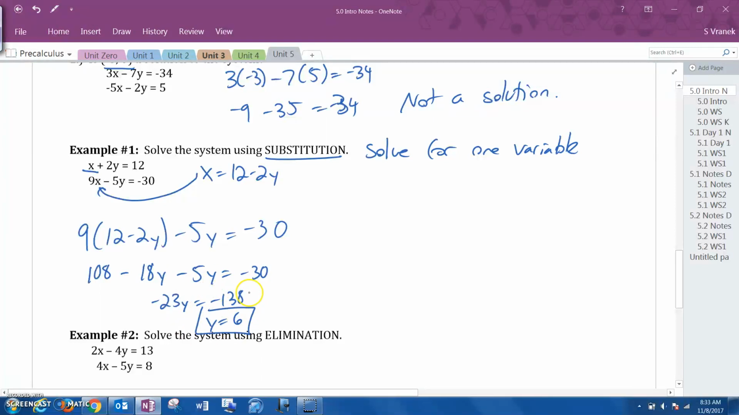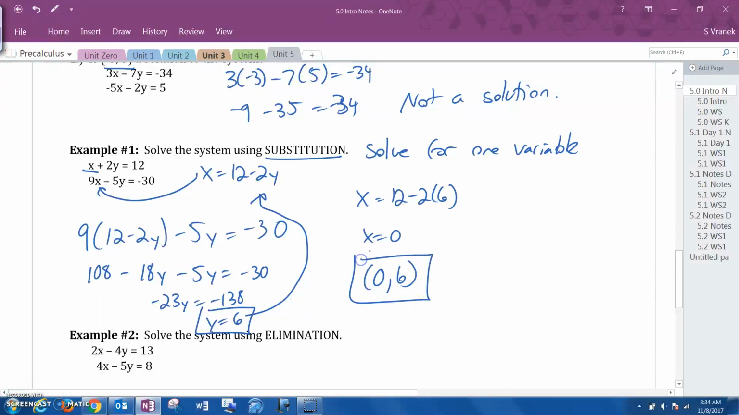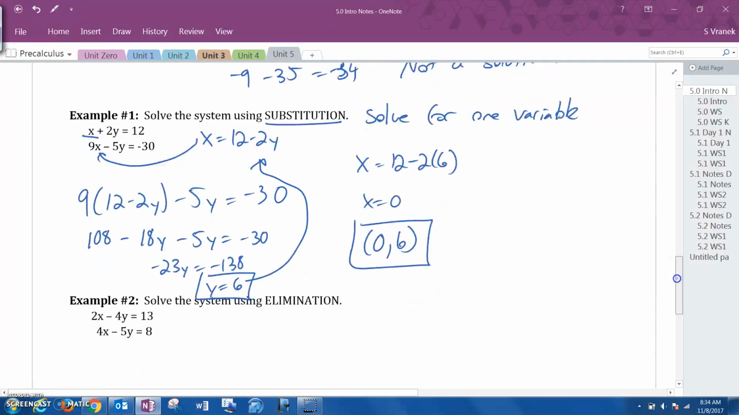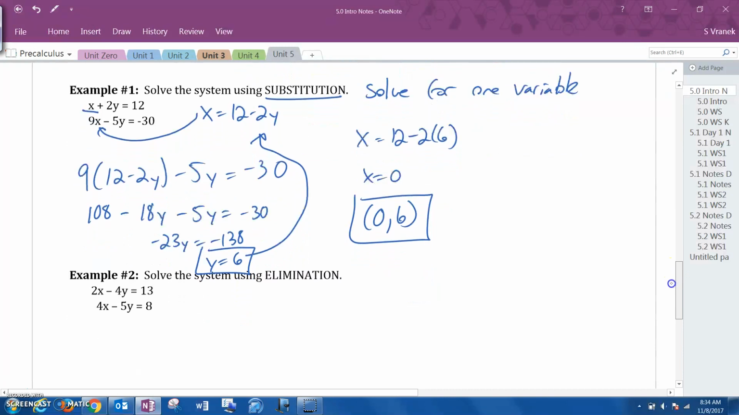So that's y. We're not done yet though, you have to get x as well. So x equals 12 minus 2 times y, which is 6. So we get x equals 0. So the final solution is 0, 6. So again, when you're doing substitution, solve for a variable, sub it into the other equation, get the one letter, and then sub that back into the original.